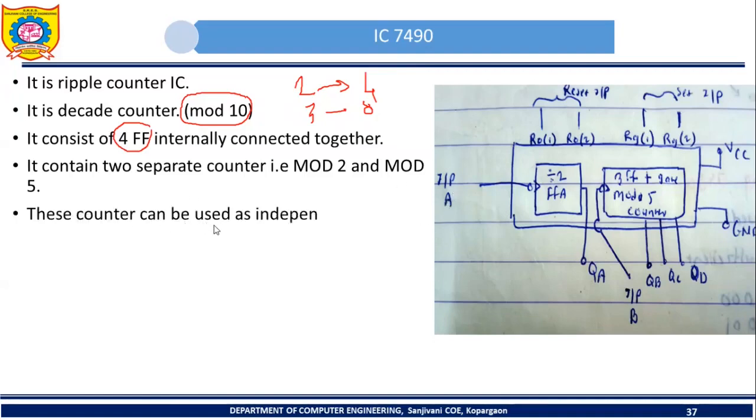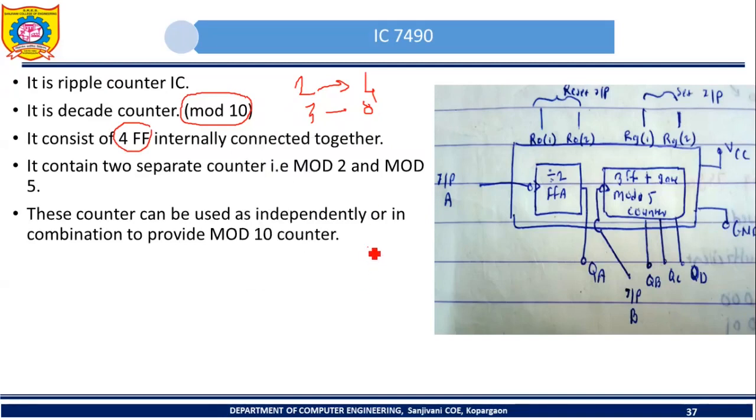So this counter can be used independently or in combination to provide a mod 10 counter. If you want to use these 2 counters separately, suppose I don't want to use this mod 5, I want to use only mod 2, it is possible. Now suppose I don't want to use mod 2, I want to use only mod 5, it is possible. And you can even combine these 2 counters, you can cascade these 2 counters. If we cascade these 2 counters, it is going to act as a mod 10 counter.